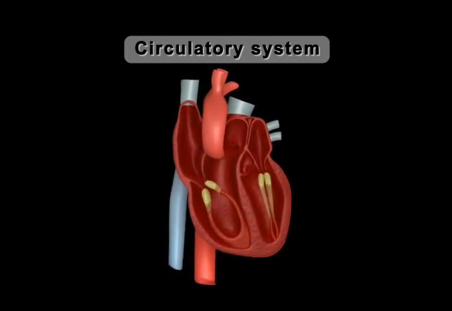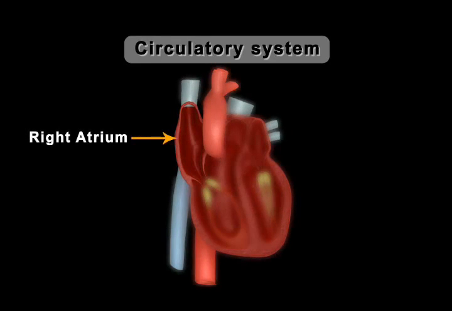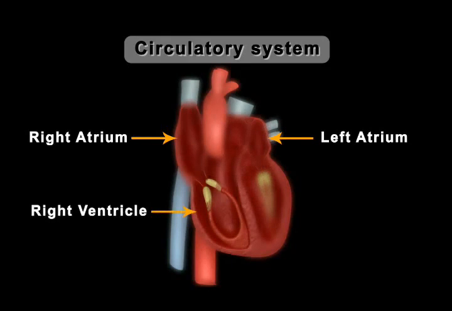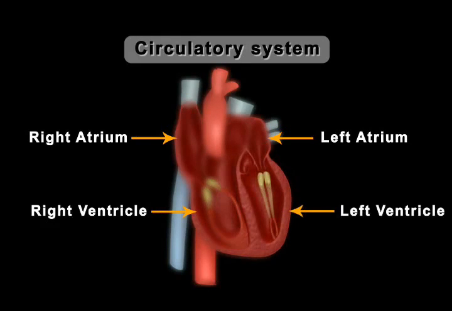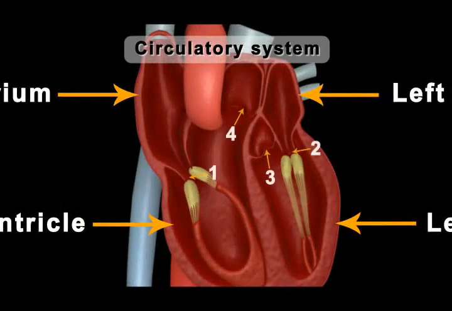The human heart has 4 chambers known as the right atrium, the left atrium, right ventricle, and left ventricle. There are 4 valves in the heart. All these valves are one-way valves, which allow blood to flow in one direction only.